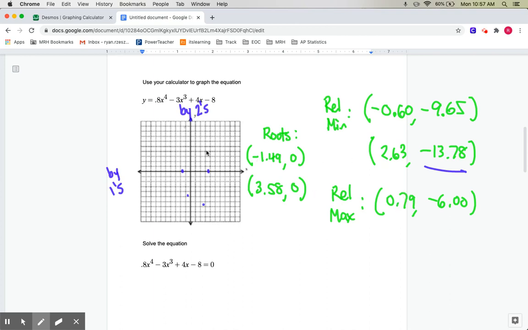And lastly, I have 0.79, comma, negative 6. 0.79, negative 2, negative 4, negative 6. So once you have all of those dots in place, these are actually the dots that you need to draw me a good picture. We saw the end behavior on this graph is that the arrows pointed up both sides, and that shouldn't be surprising because it's a positive graph and an even graph.